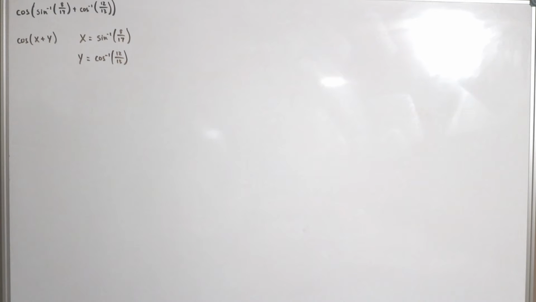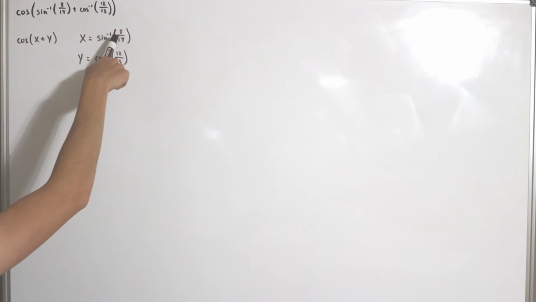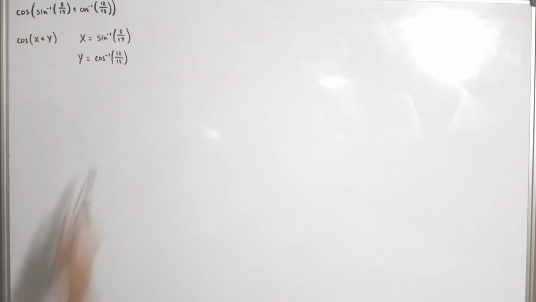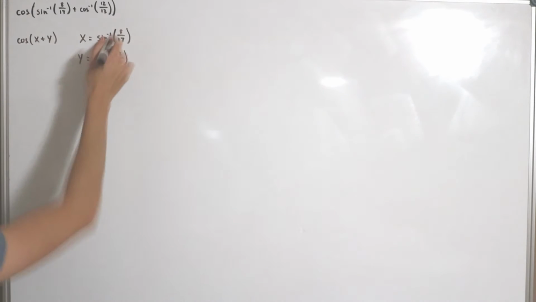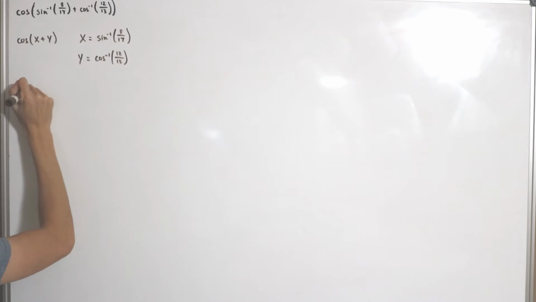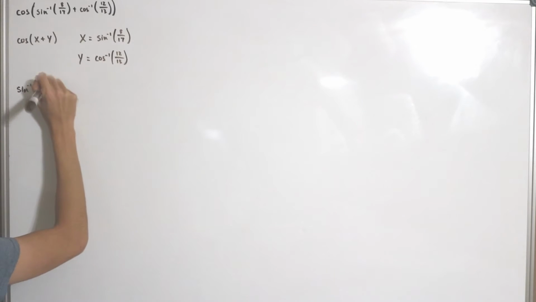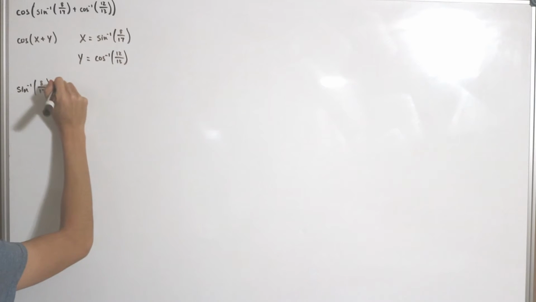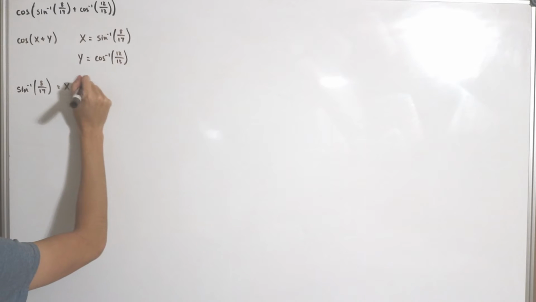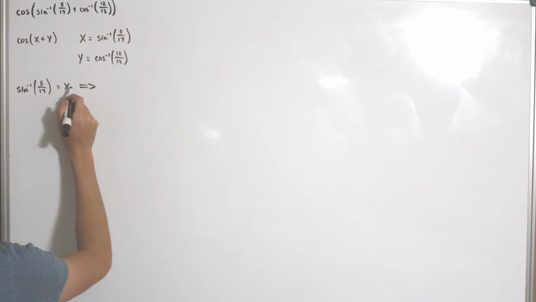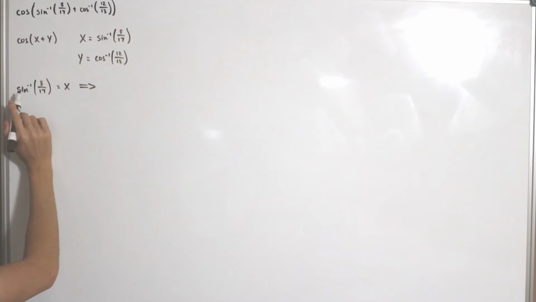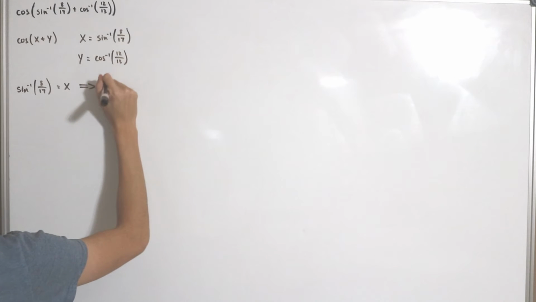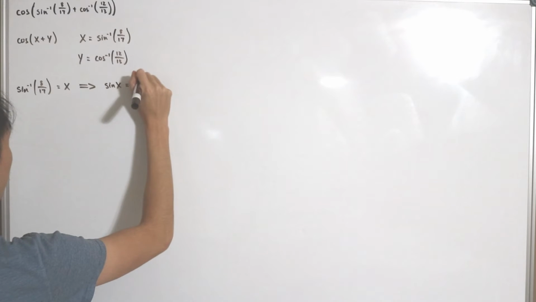Okay, so now we want to know exactly what inverse sine of 8 over 17 and inverse cosine of 12 over 13 actually equal. Let's focus on our inverse sine of 8 over 17, and we know that's equal to X. So let's take the sine function of both sides such that the inverse sine cancels out. This means we're left with sine of capital X is equal to 8 over 17.